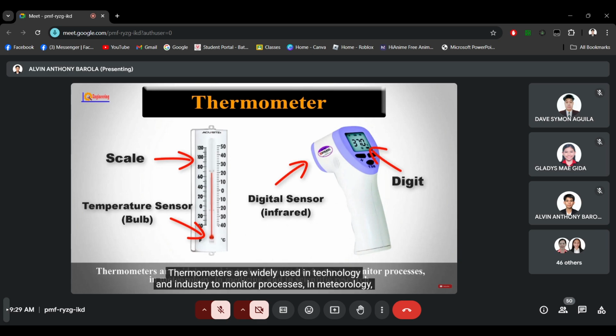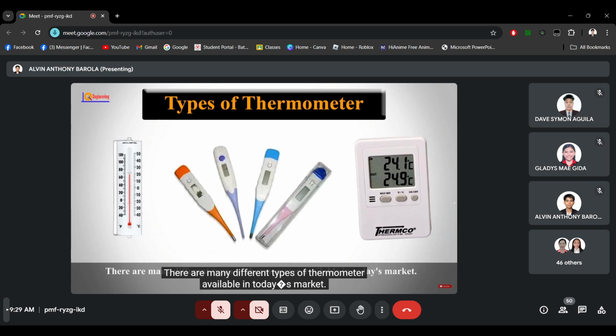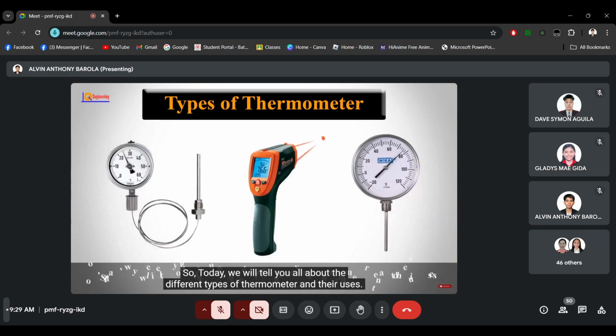Thermometers are widely used in technology and industry to monitor processes, in meteorology, in medicine, and in scientific research. There are many different types of thermometer available in today's market. Before you make your purchase, it is vital that you are made aware of the range of products available to you. You should also understand and consider each type of thermometer's suitability for various different users. So today we will tell you all the different types of thermometer and their uses.